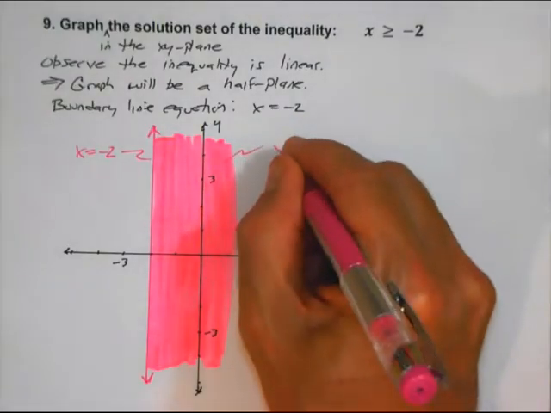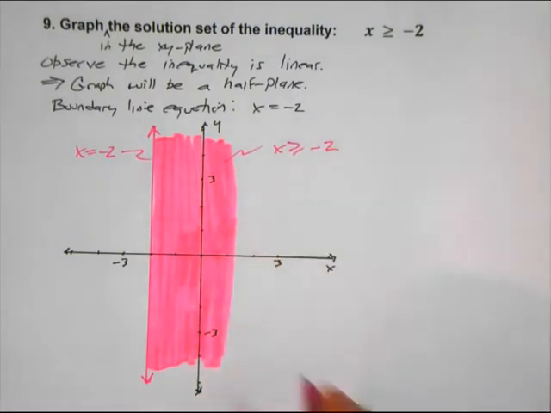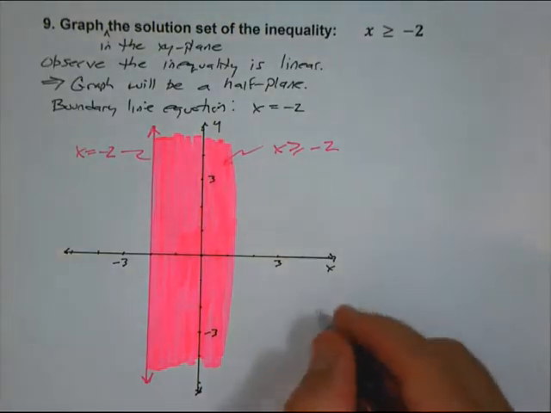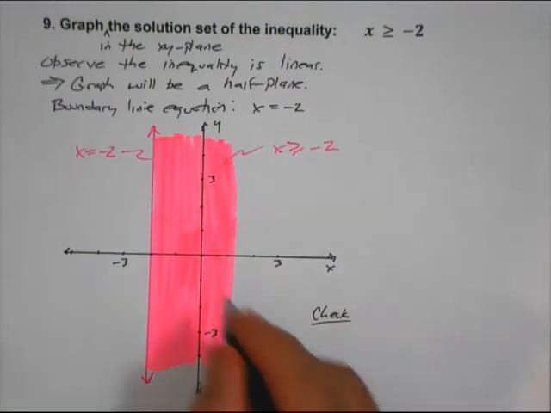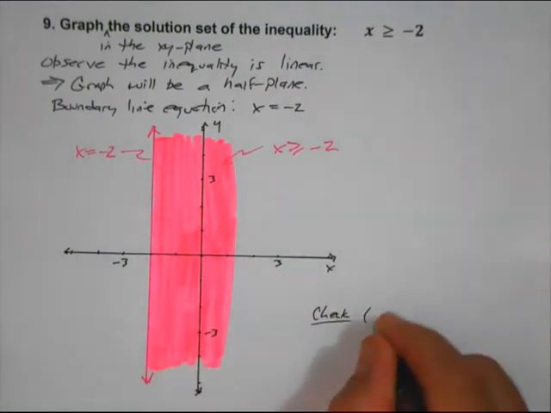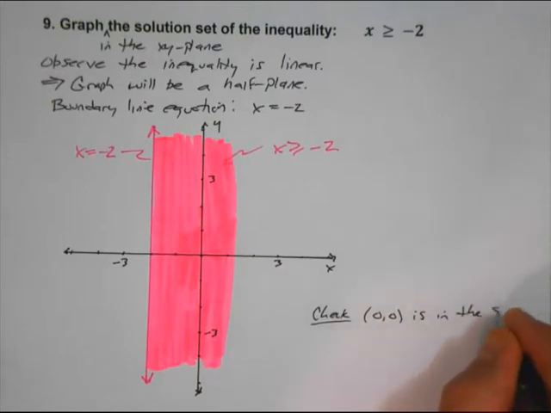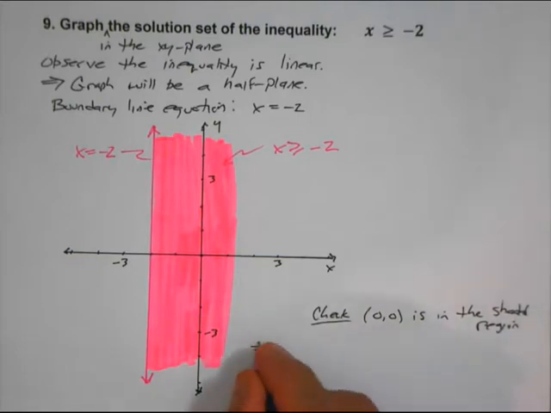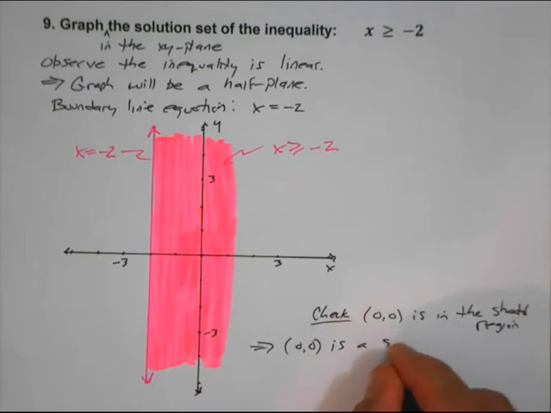Label our region x greater than or equal to -2. Okay, and just as a quick check on this matter, (0, 0) is in the shaded region. And that means that (0, 0) is a solution.